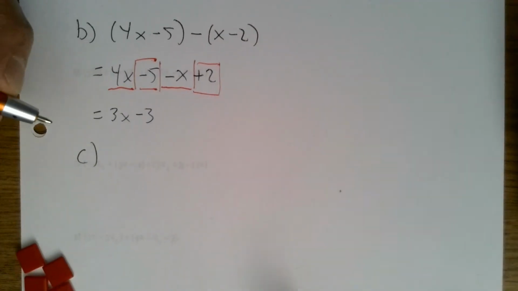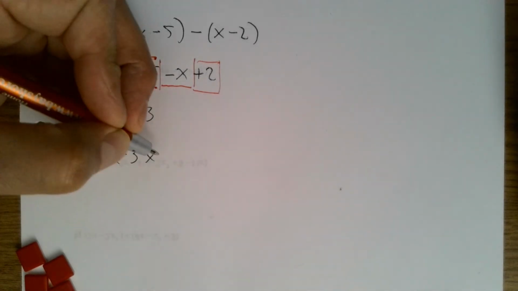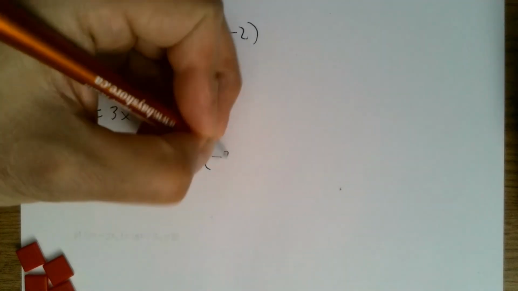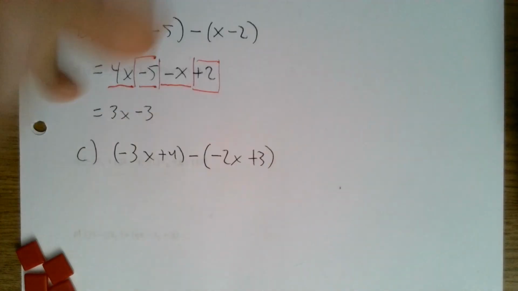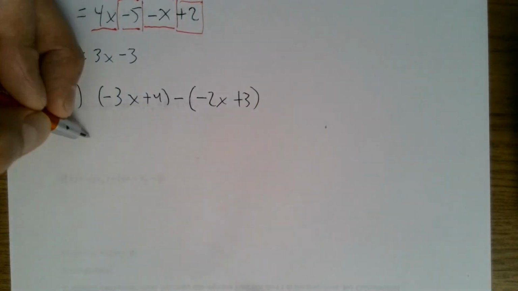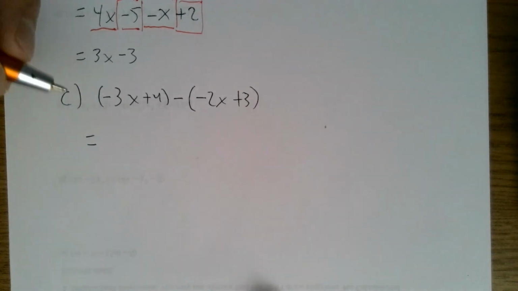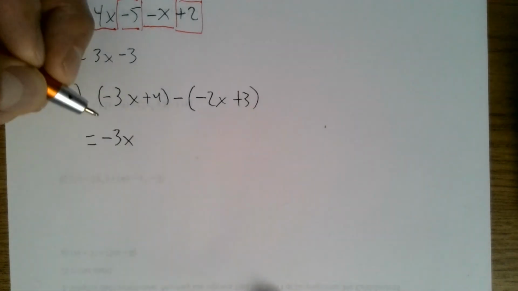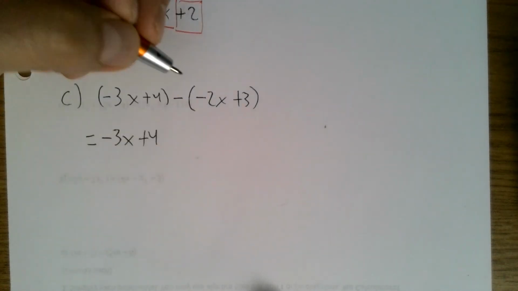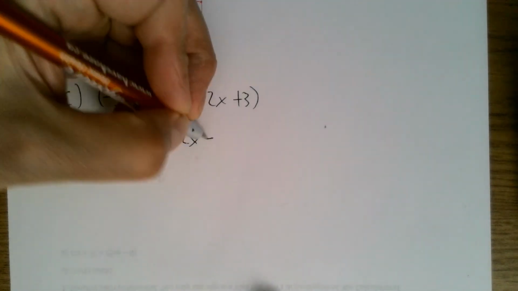Okay, C. Negative 3x plus 4. Take away negative 2x plus 3. Every time on these, we need to rewrite them, remembering that we're taking away everything in the second set of brackets. So I've got negative 3x plus 4. Take away negative 2x. That's the same as adding 2x. And take away 3 is just take away 3, subtract 3.